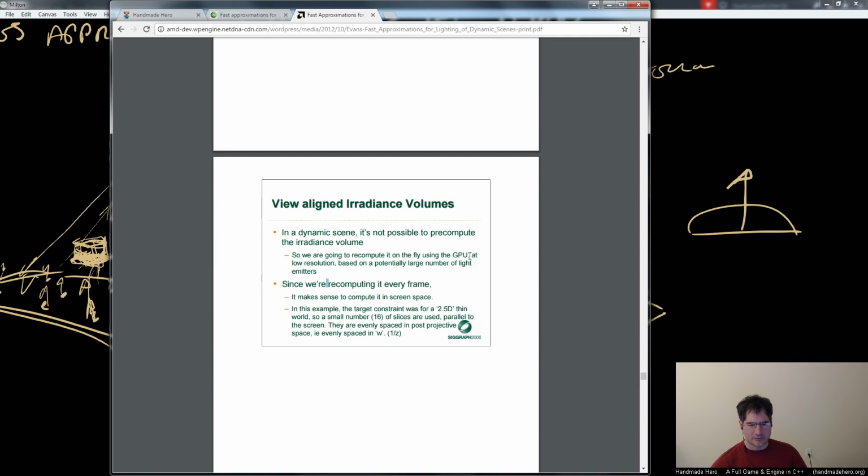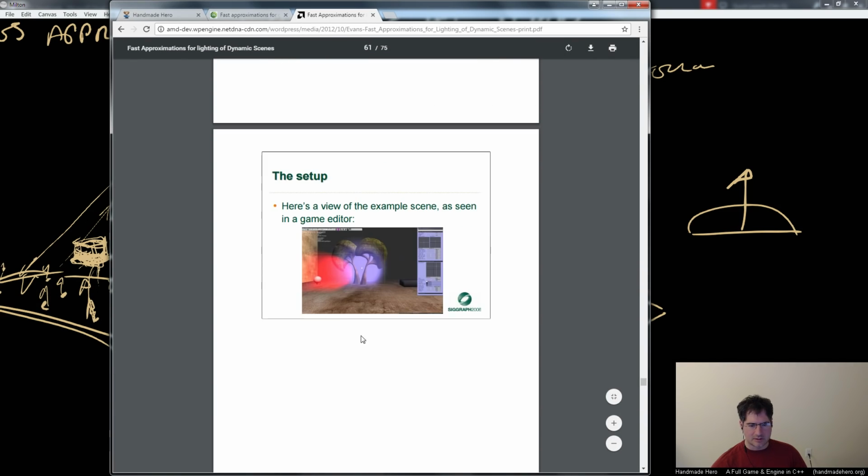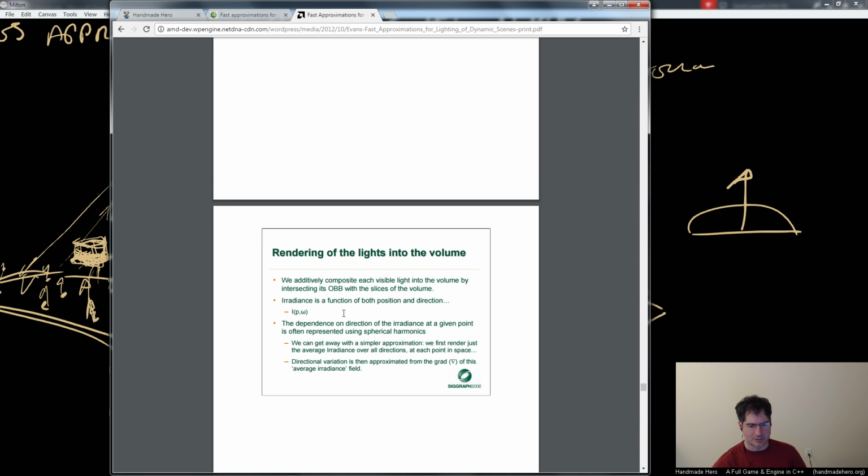We're going to compute on the fly on the GPU at low resolution based on a potentially large number of light emitters. Yes, that's exactly what we want to do. Computing it in screen space also seems reasonable. Let's see here. Additively composite each visual light by intersecting its oriented bounding box with the slice of the volume. Okay, that's pretty easy to do. They're just saying blit the light sources into the volume that we're tracking.